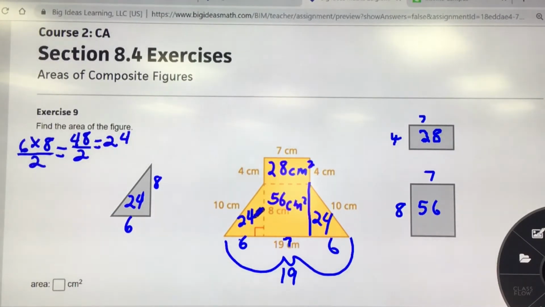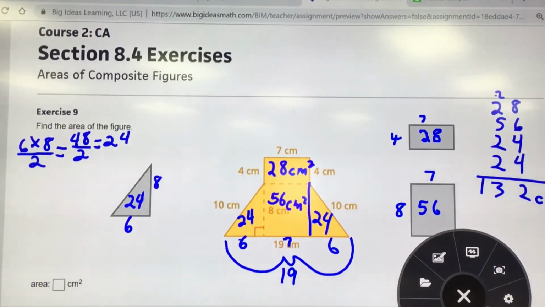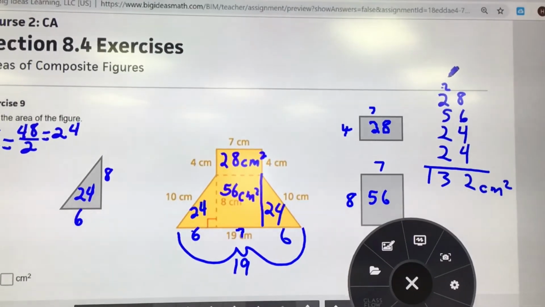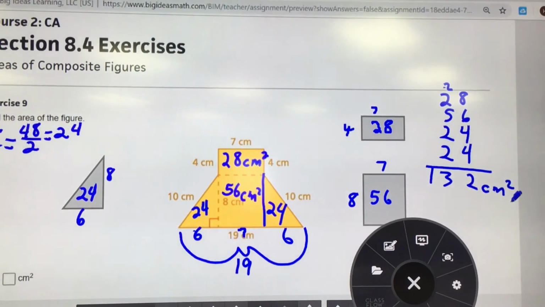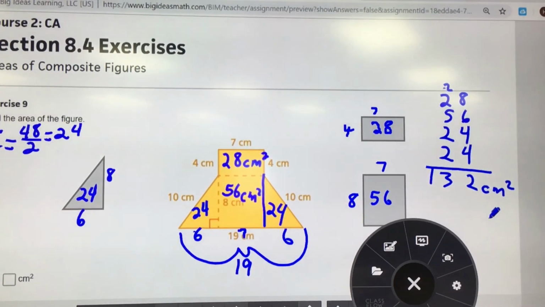And if this triangle is 24 centimeters squared, that means that this triangle's 24 centimeters squared. And all we're going to do now is add all these little areas together to get our final answer. All right, and here's my work for adding up all my work. And as you can see, my final area is 102 centimeters squared. Please don't forget the units, 132 centimeters squared.